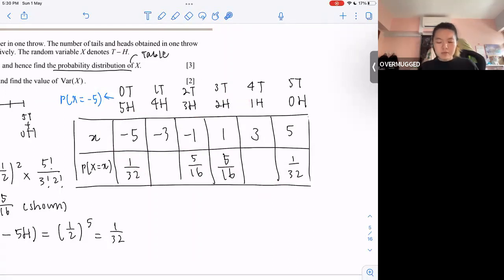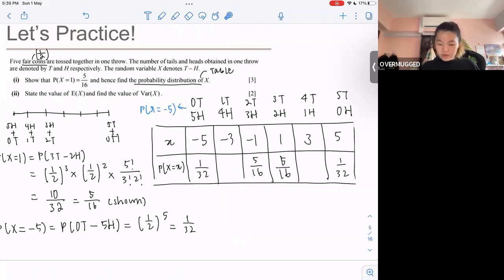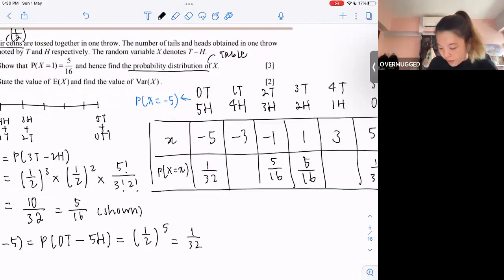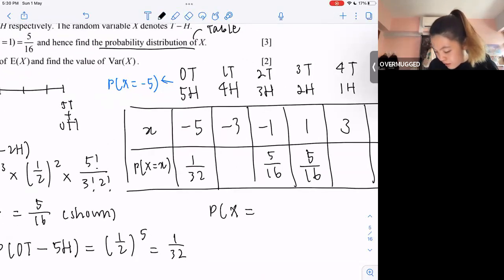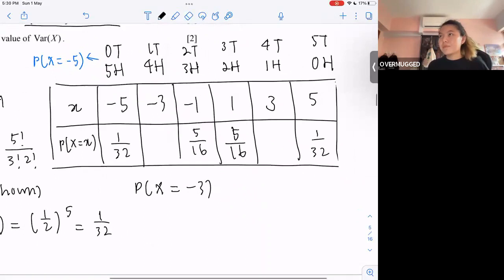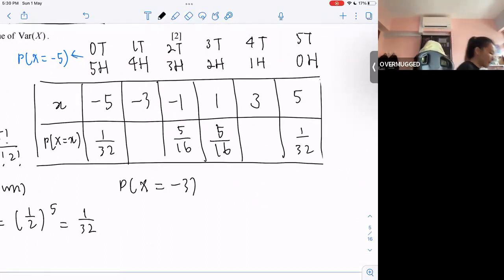I'll give you a couple of seconds to try this out. What will I get for, let's say, the probability of x being -3? I'll just wait a couple of minutes. If no one is confident enough to answer, I will then run through it. Oh, thank you. Rachel said 5 out of 32 and you are correct. Good job, which means that you fully understand the concept.